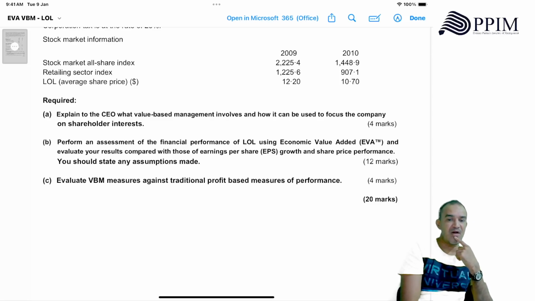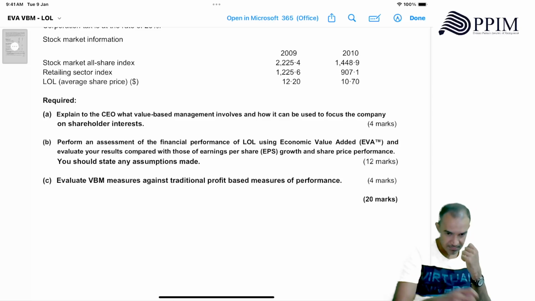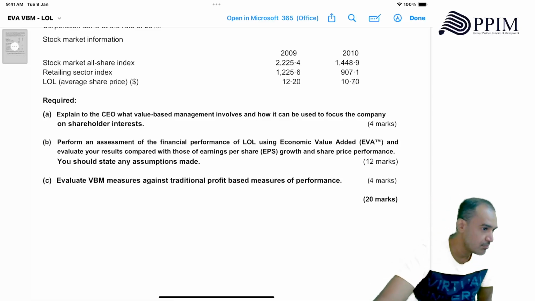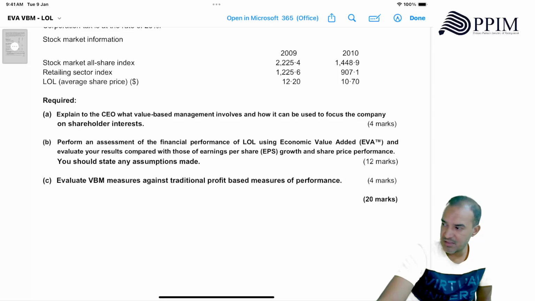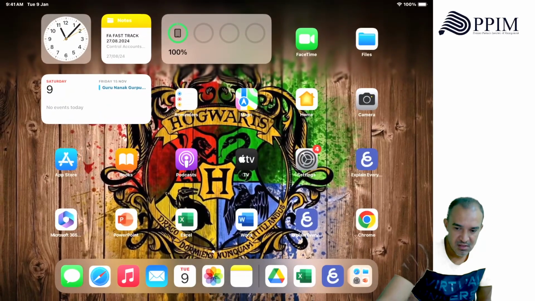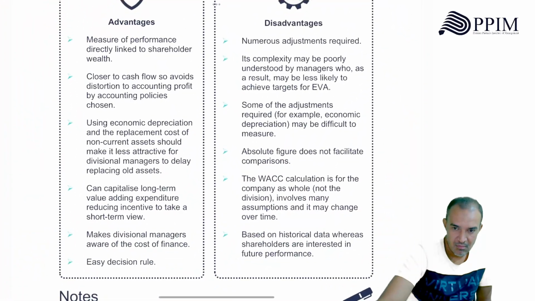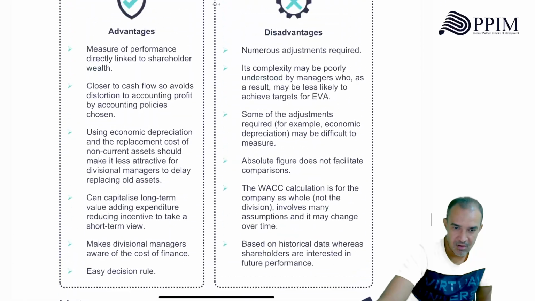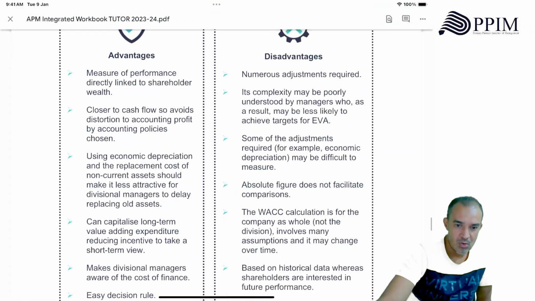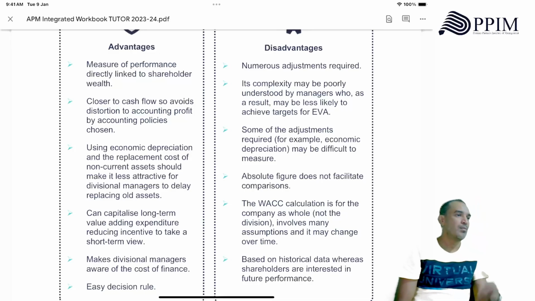Okay, C part: evaluate VBM measures against traditional profit-based measures of performance. Underline the word evaluate. Evaluate VBM measures against traditional profit-based measures of performance. Here, you answer. Positives or negatives?